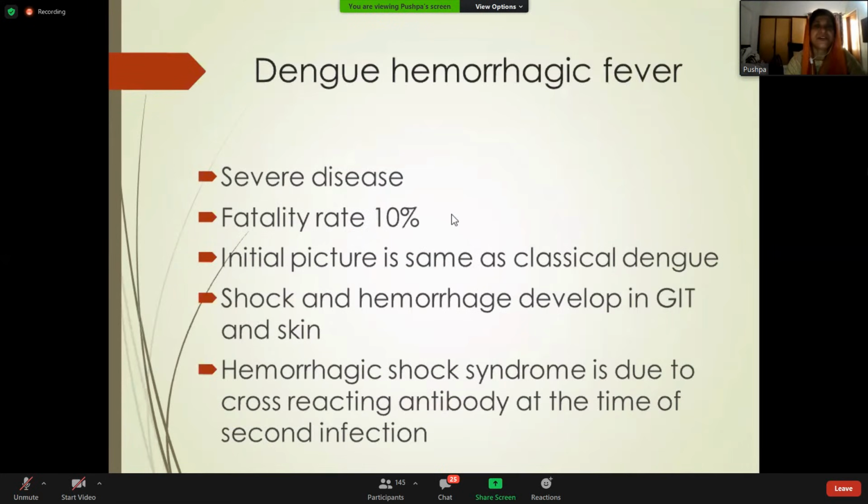Dengue hemorrhagic fever is a severe disease, and it has got a fatality rate. That means it's fatal, causing death of the patient in 10%. If 100 are involved, then 10 out of those 100 are susceptible for this. They can die from this disease. The complications are so severe. Initial picture is same. Shock, hemorrhage, and hemorrhagic shock is due to cross-reacting antibody at the time of second infection.